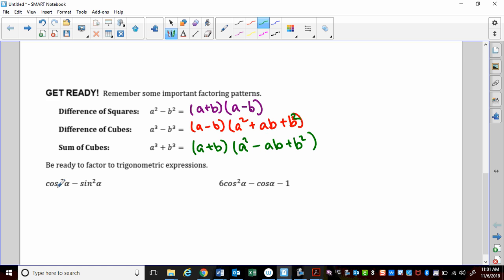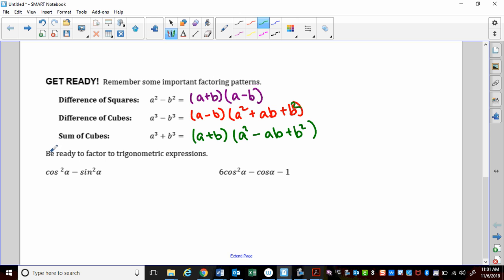Okay. So we're going to look at these trigonometric functions and see when we can factor them. So cosine squared of alpha minus sine squared alpha. This is my a, and this is my b. I'm going to do exactly what I did up here. So it's going to be a plus b, so cosine of alpha plus sine of alpha times a minus b, cosine of alpha minus sine of alpha. And that's it.